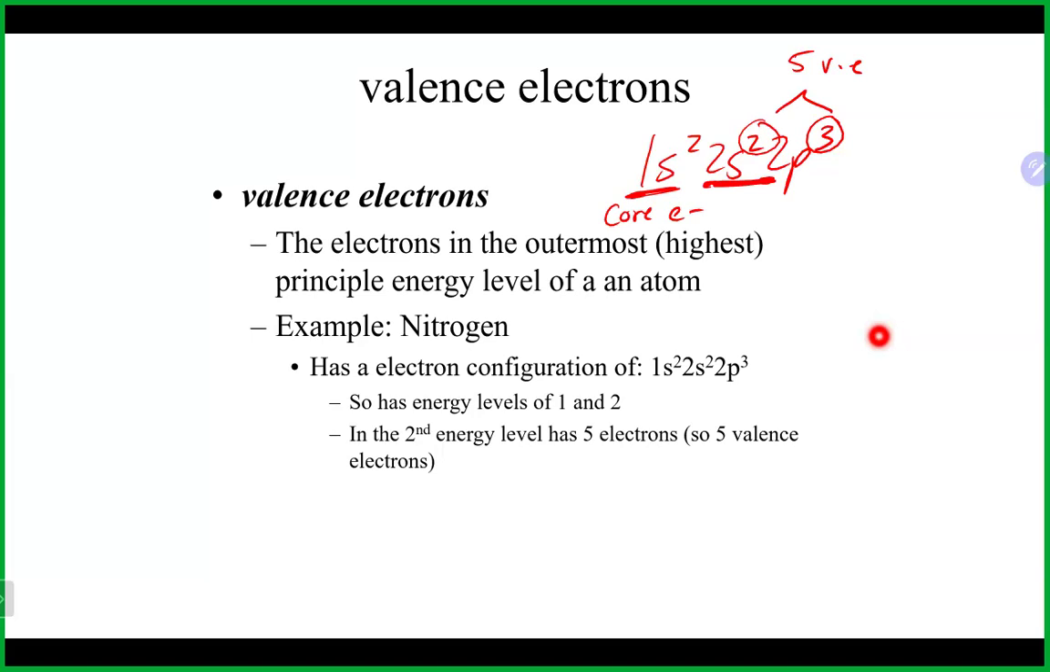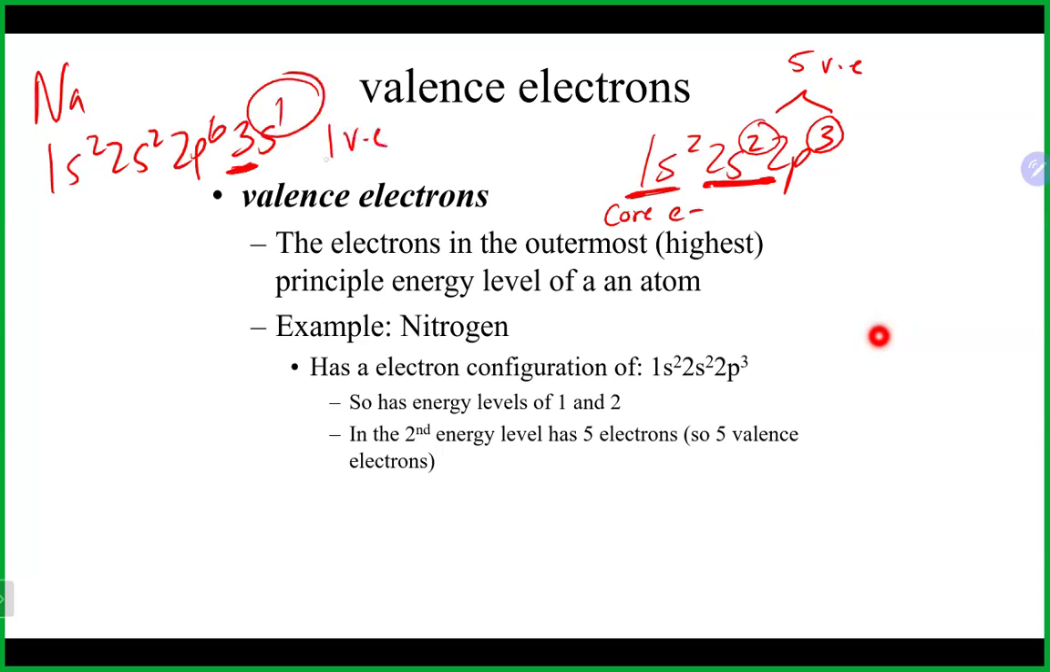And you could get it from the electron configuration. If you look at sodium that we just did, 1s2, 2s2, 2p6, 3s1, that is the third energy level now, and we only have one electron. So that would be one valence electron. Again, our core electrons are lower in energy.